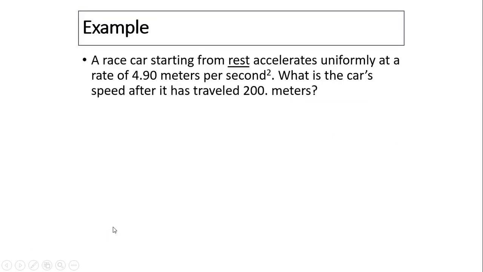Next example, a race car starting from rest. Again, so velocity is 0. Think about it, is that initial or final? Accelerates uniformly at a rate of 4.9 meters per second squared. What is this quantity? What is the car's speed? So VF. As it travels 200 meters, that's your D. Identify, set up, execute, and evaluate. See in this equation, there is no time, so we use the timeless equation.